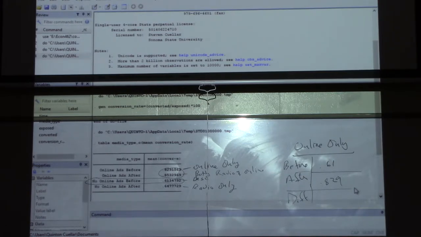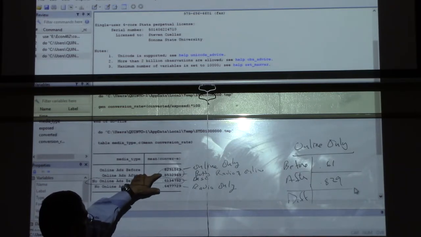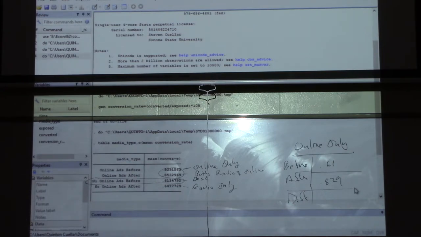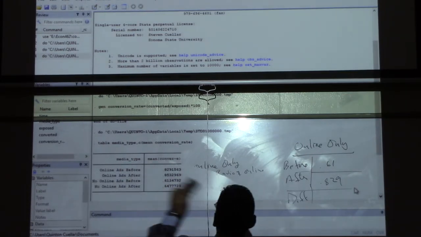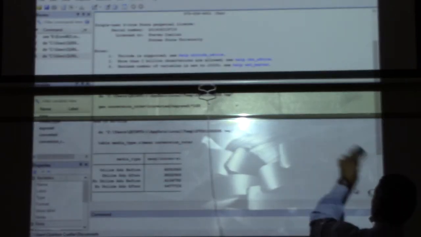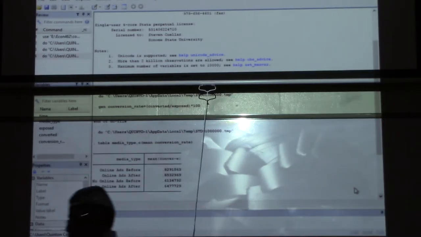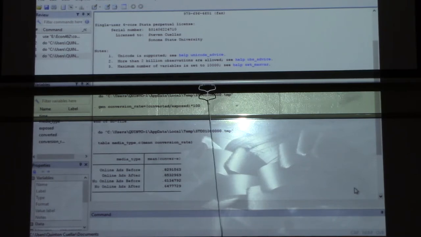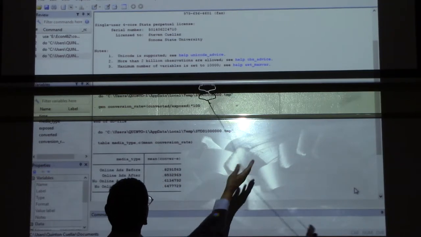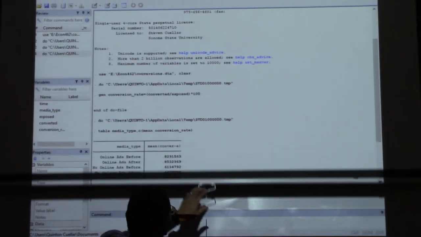So really, in terms of the synergy, the question is online ads after, is this 0.85 statistically different from that 0.82? We can test that. So we got all that, and we should get results that match exactly with these results, except now we're going to get t-stats, so we can test for statistical significance.